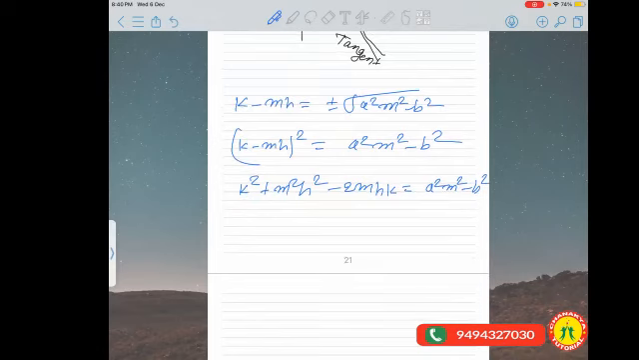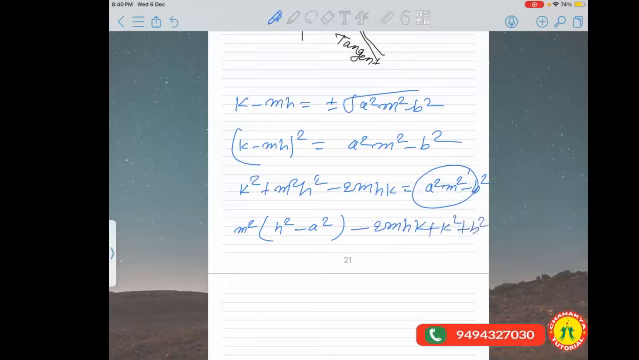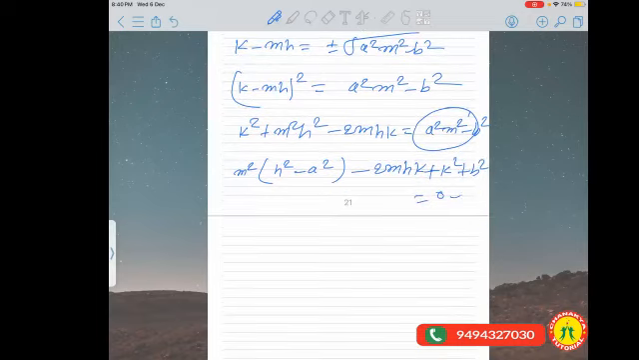So now see, मैंने क्या बोला था, make the quadratic equation in terms of m. So m square take common, so we get h square minus a square. Take this on the left hand side, minus 2mhk, and the constant term, that is k square plus b square, take minus b square, equal to 0. Now this is the quadratic equation. Let m1 and m2 be the roots of this quadratic equation.